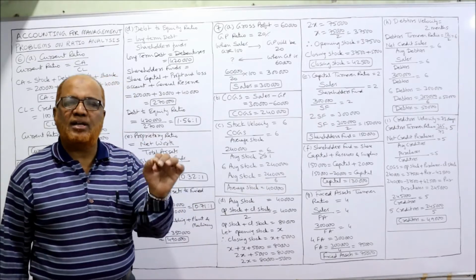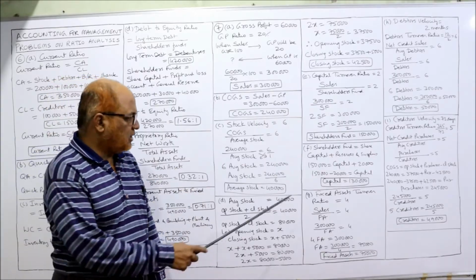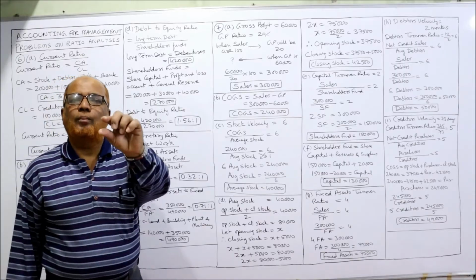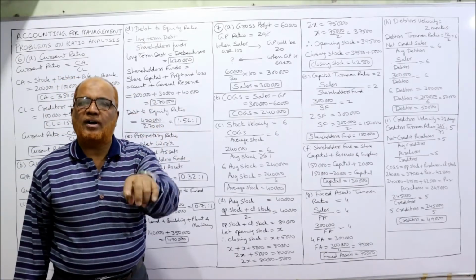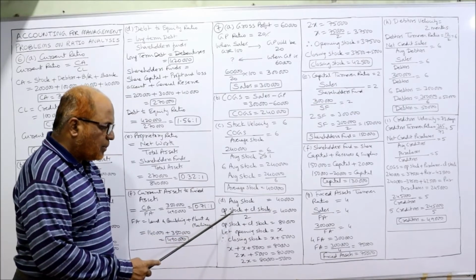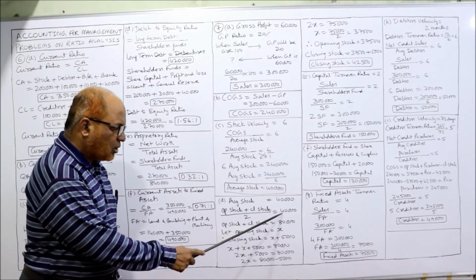We got average stock as 40,000. Now, what is the formula for average stock? Opening stock plus closing stock divided by 2. So average stock, opening stock plus closing stock divided by 2, is equal to 40,000.